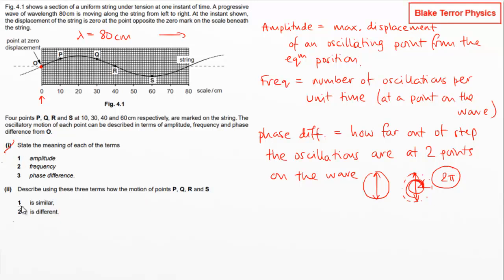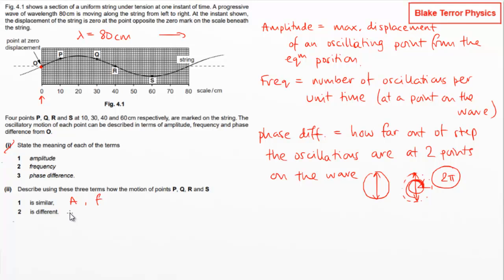Right, so that's done that bit. Describe using these 3 terms how the motion of points P, Q, R, and S are similar and different. Well, we need the same terms. They're all going to have the same amplitude and the same frequency. So amplitude and frequency are the same, but the phase difference is going to change as we go along the string. They particularly want phase difference rather than phase.